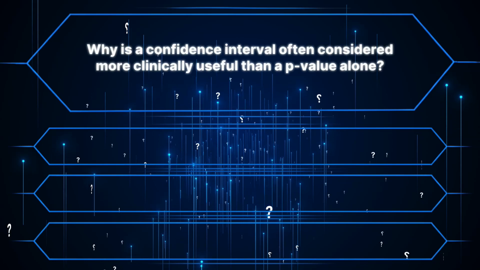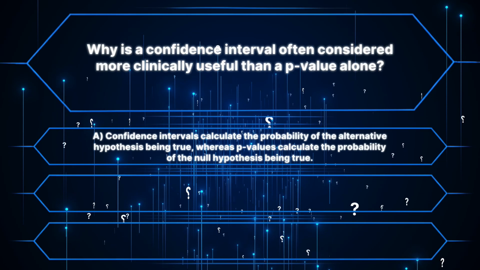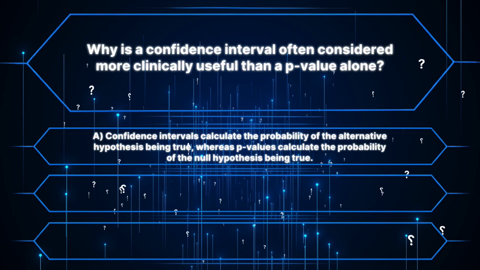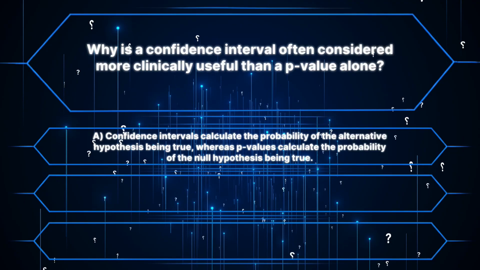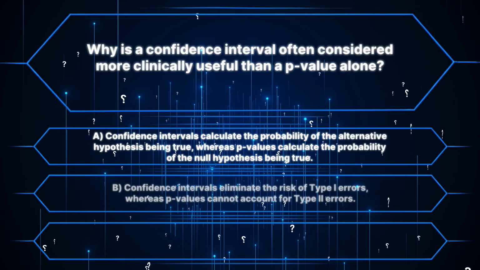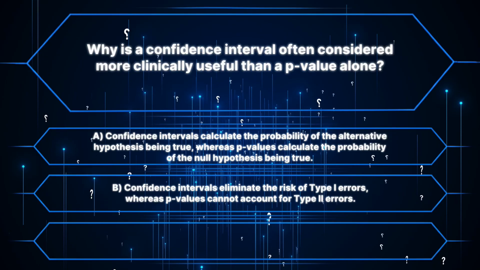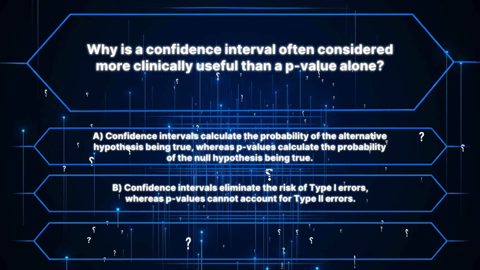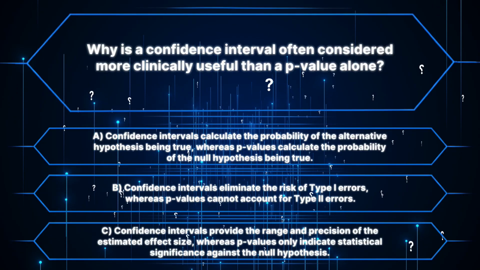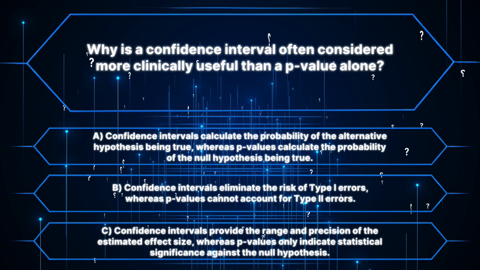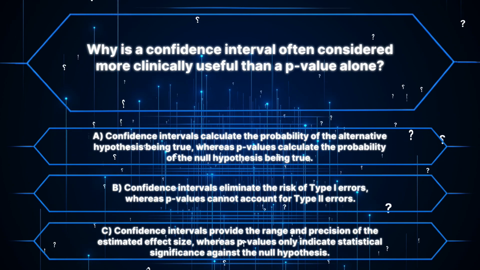Why is a confidence interval often considered more clinically useful than a p-value alone? A. Confidence intervals calculate the probability of the alternative hypothesis being true, whereas p-values calculate the probability of the null hypothesis being true. B. Confidence intervals eliminate the risk of type 1 errors, whereas p-values cannot account for type 2 errors. C. Confidence intervals provide the range and precision of the estimated effect size, whereas p-values only indicate statistical significance against the null hypothesis.